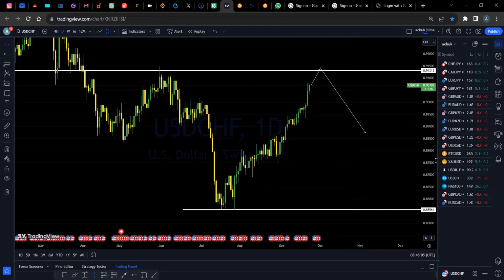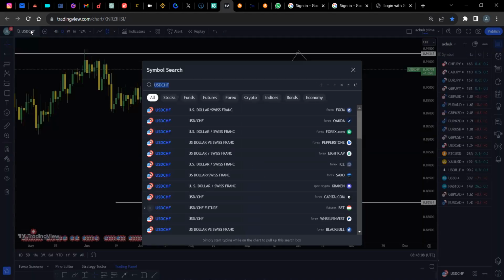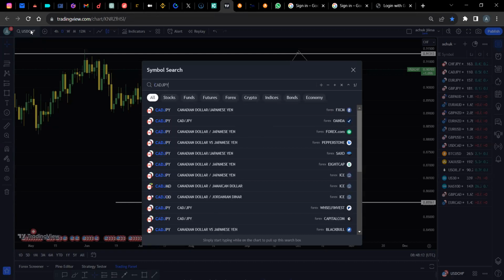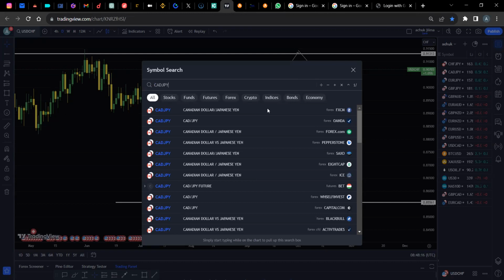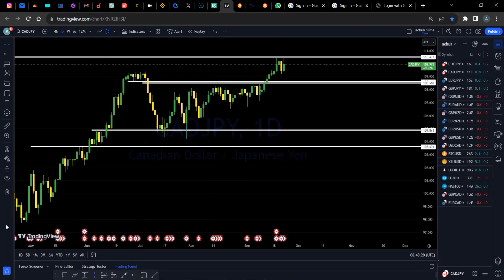Okay. So with that being said, we can say that's enough with the dollar pairs. Let's move on to another pair, preferably the JPY. So let's look at CADJPY. CADJPY is also another pair which is at a very good key level.